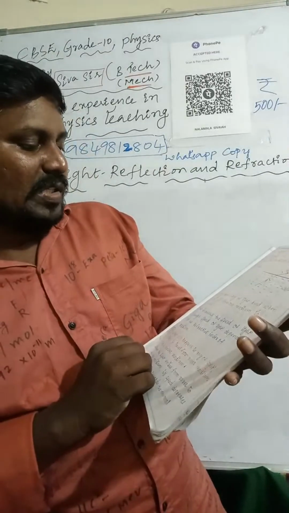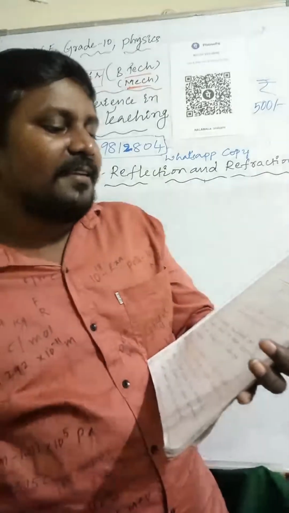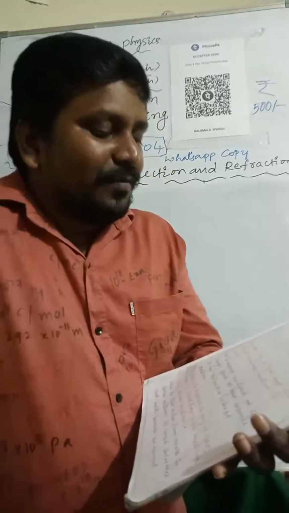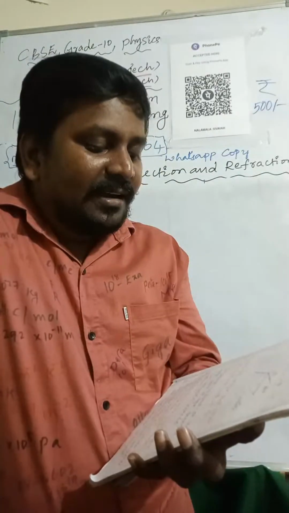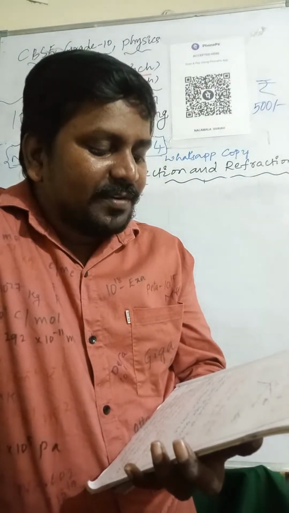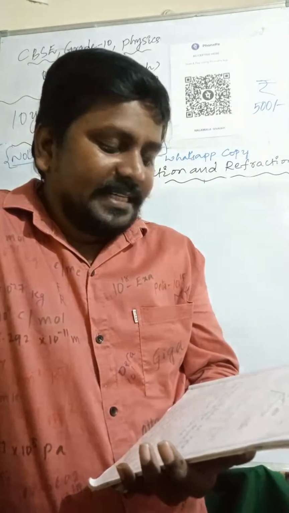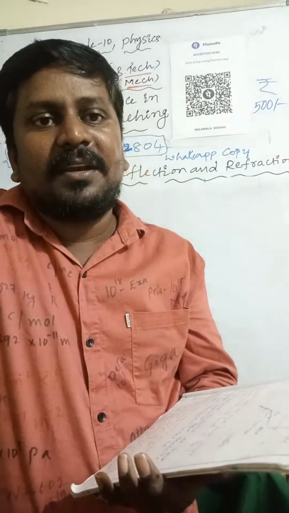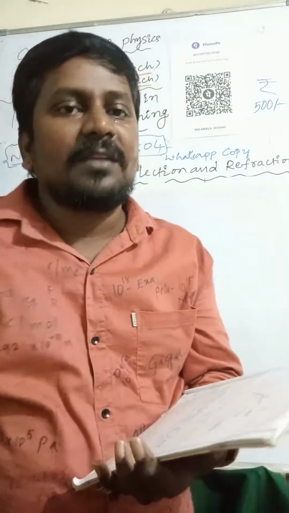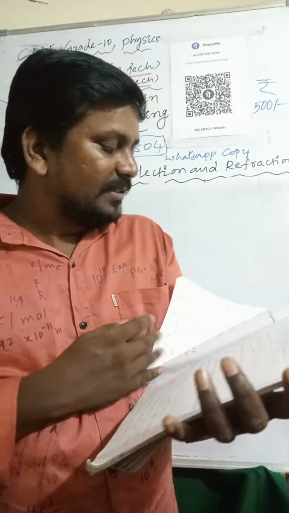Okay, one more question. Why does a ray of light bend when it travels from one medium to another medium? This is because the speed of light changes. Speed of light depends on the refractive index of the medium. So refractive index is changing, automatically speed is changing.